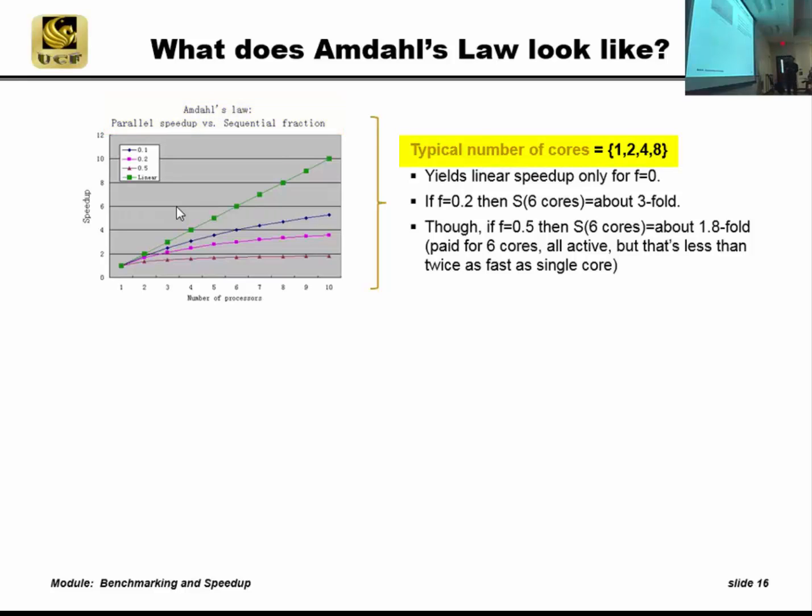Let's look at some graphs for Amdahl's law. Typical number of cores, maybe 1, 2, 4, 8. So we have some graphs here. You have a linear speedup. Linear speedup means I increase the number of cores, I get a speedup factor equal to n. So I have n cores, it goes n times faster. What was f?